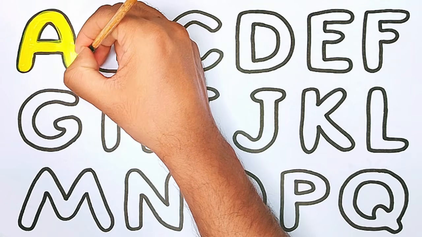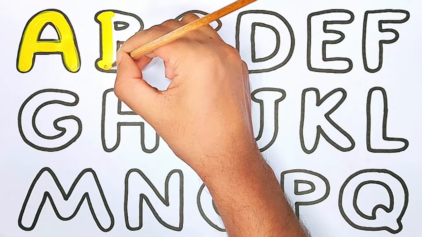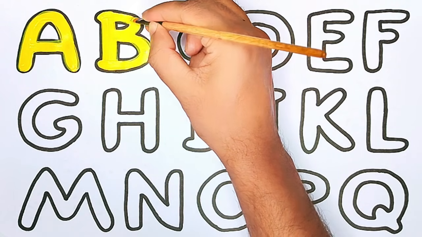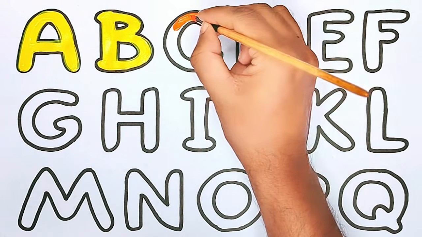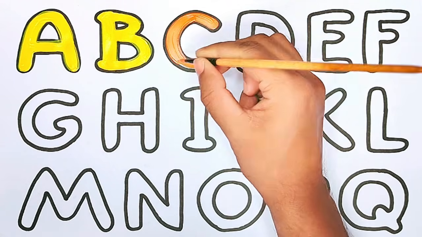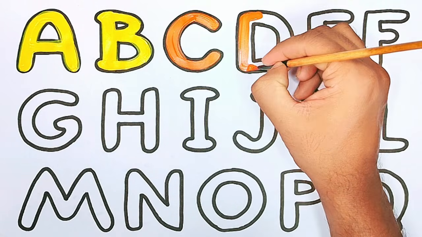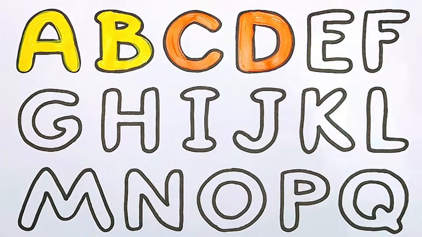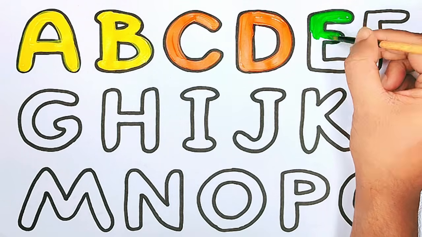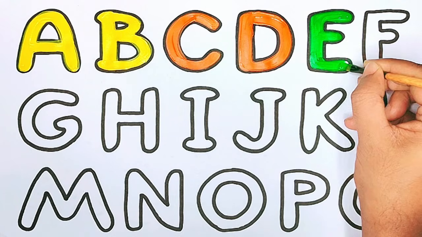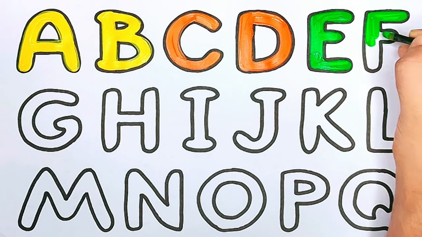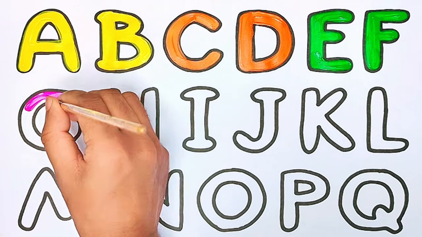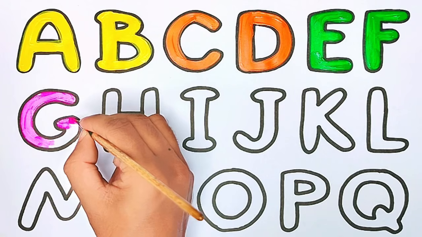A for ant. B for banana. C for carrot. D for dress. E for egg. F for fish. G for grapes.